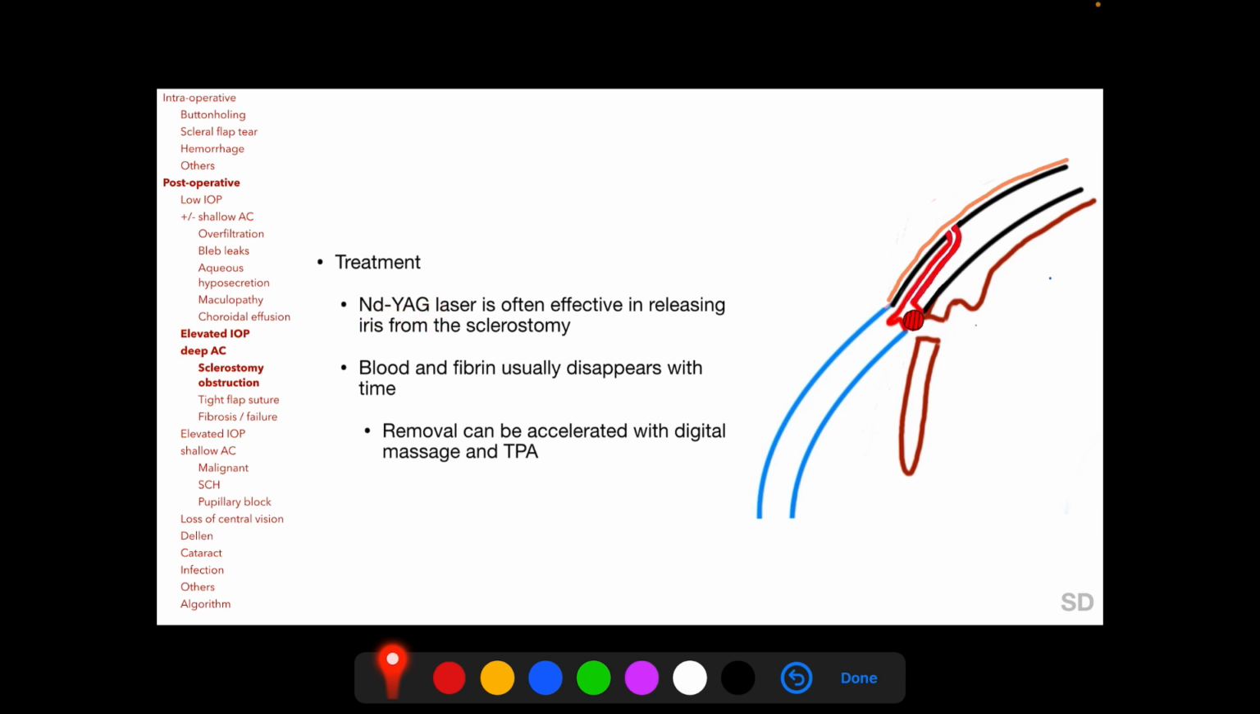Nd:YAG laser is often effective in releasing iris from the sclerostomy, and blood and fibrin usually disappear with time, but their removal can be accelerated with either digital massage or tissue plasminogen activator.